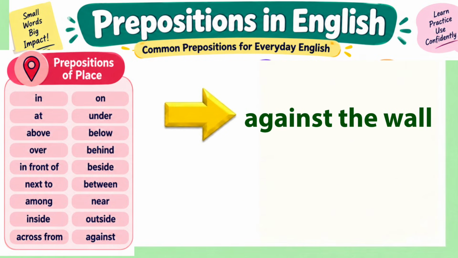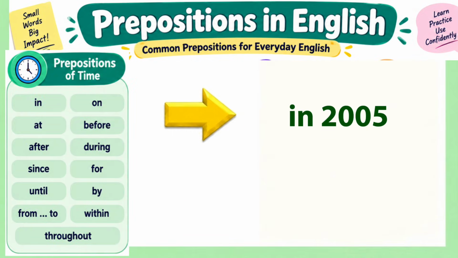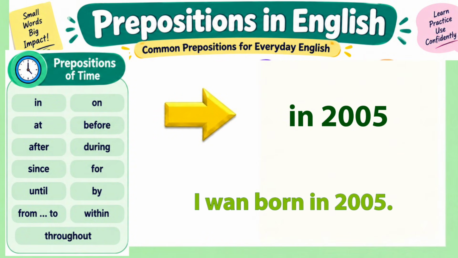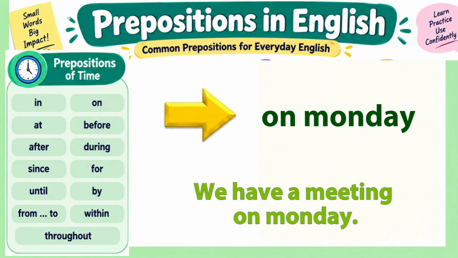Against. For example, against the wall. The bicycle is against the wall. 2. Prepositions of time. In. For example, in 2005. I was born in 2005. On. For example, on Monday. We have a meeting on Monday.